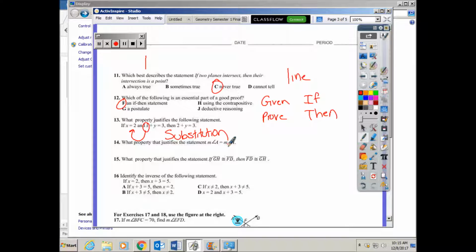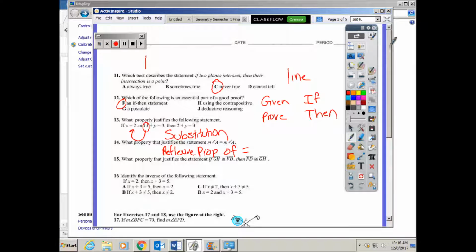What property justifies the statement the measure of angle A is equal to the measure of angle A? That's the reflexive property. In this case, it would be of equality. Once again, your final is multiple choice.